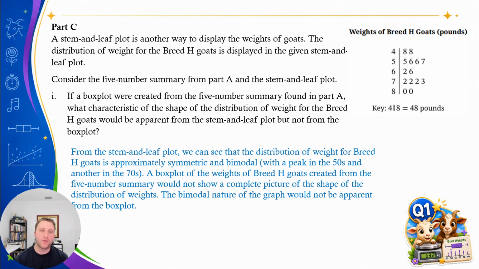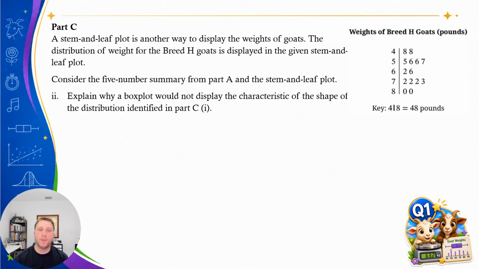And I said from the stem and leaf plot, we can see that the distribution of weight for breed H goats is approximately symmetric and bimodal, with a peak in the 50s and a peak in the 70s. A box plot of the weights of breed H goats created from the 5-number summary would not show a complete picture of the shape of the distribution of weights. The bimodal nature of the graph would not be apparent from the box plot, though we can clearly see it here from the stem plot.